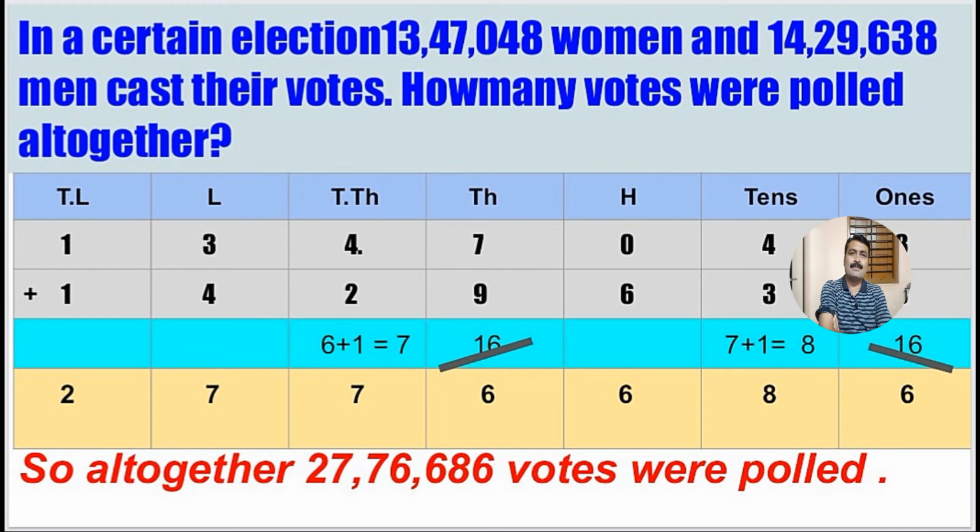Now let's try to catch the meaning of some important words here. Election, which we call निवडणूक. Women, स्त्रिया. Men, पुरुष. Their, त्यांचे. Votes, मते. Cast, मतदान केले, मतदान करणे थोडक्यात. How many, किती. Votes, मते. Polled, record म्हणजे नोंदणी अशा पद्धतीनं. Altogether, एकत्रित, एकूण.